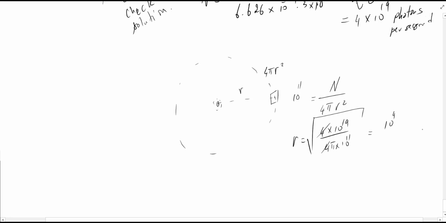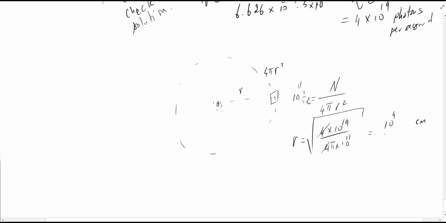Remember, the answer is going to be in, oh no, this number is in per centimeter squared. You have to be very careful. This is not per meter squared. So this is the number of photons emitted per second per centimeter squared. That's what was given. So the answer is going to be in centimeters.